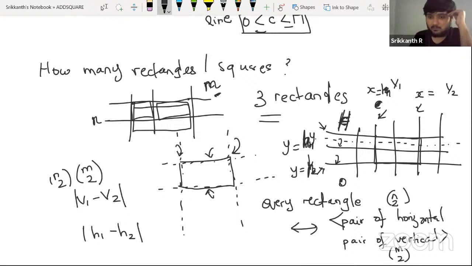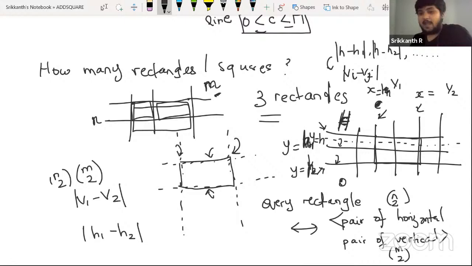Let's say we add y equal to h. If we add y equal to h, then we get some new rectangles. We get h minus h1, h minus h2, and so on. These are valid pairs for the new rectangles that we create, and this is the height, I should say. The length would be the same, vi minus vj. So if I add a new line y equals h, I'm creating these mC2 extra rectangles, and their side lengths are mod vi minus vj with h minus h1, h minus h2, etc.